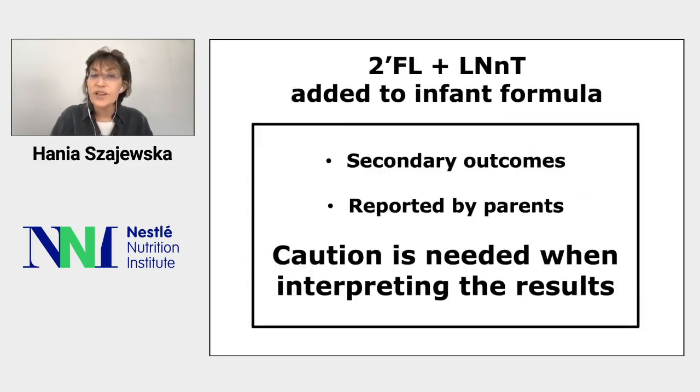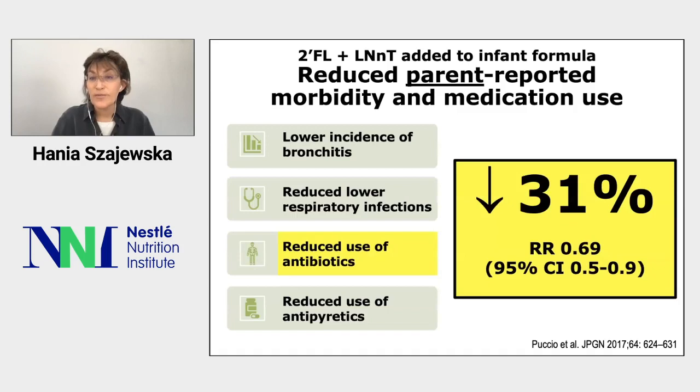In the next part of the presentation, I will talk about the secondary outcomes reported by parents. So caution is needed when interpreting the results, but the results are very important, and therefore I want to address them in more detail. So 2FL and LNnT added to infant formula resulted in lower incidence of bronchitis, reduced lower respiratory infection, reduced use of antibiotics, and reduced use of antipyretics, especially the reduced use of antibiotics.